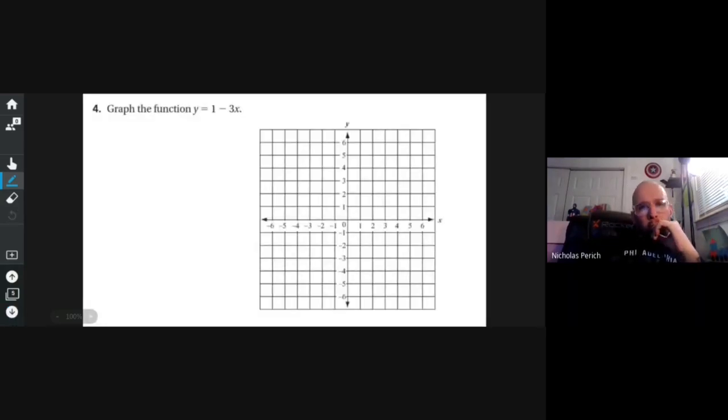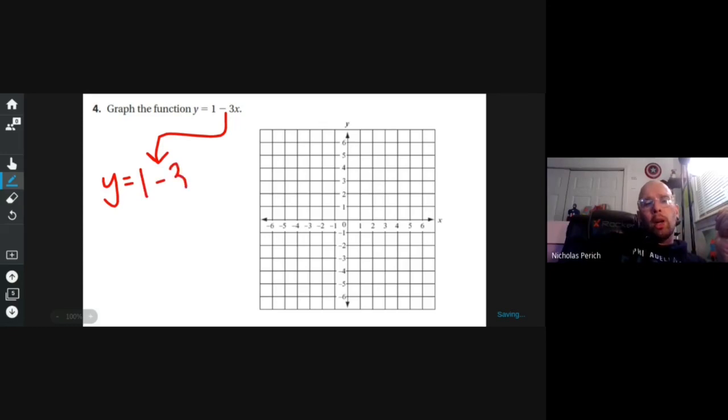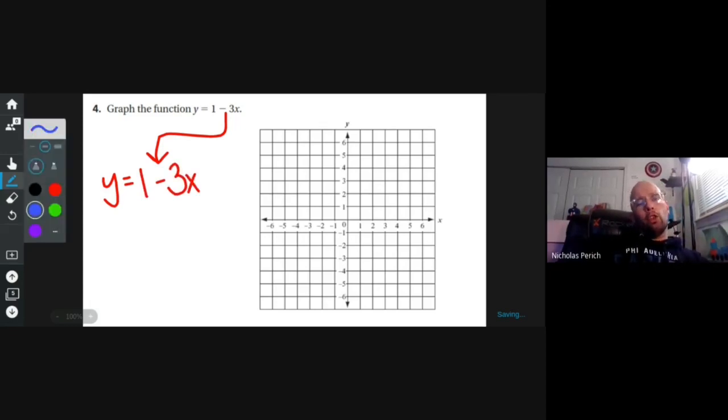Graph the function y equals 1 minus 3x. I hate the way that looks. Now, I could make a table if I wanted to, but I'm not going to. I'm going to take this right there, and all I'm doing is rewriting it. I love slope-intercept form, and slope-intercept form looks like this.